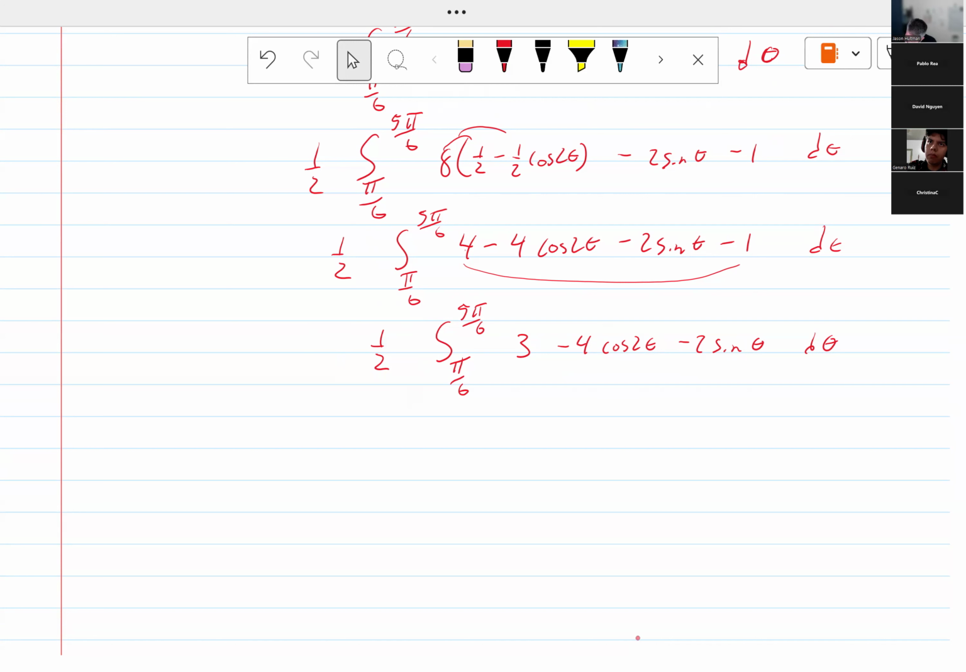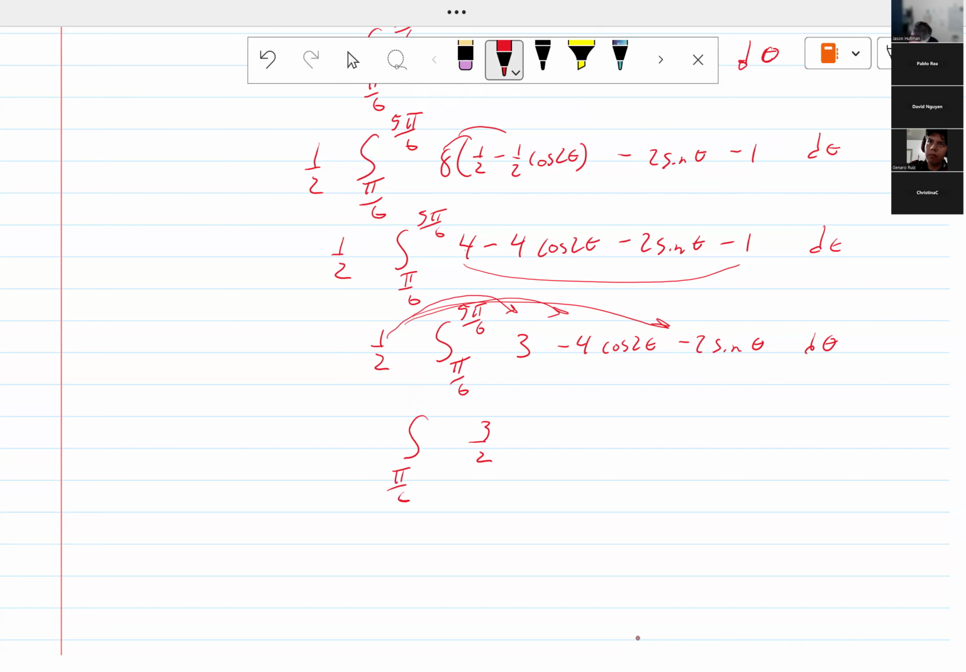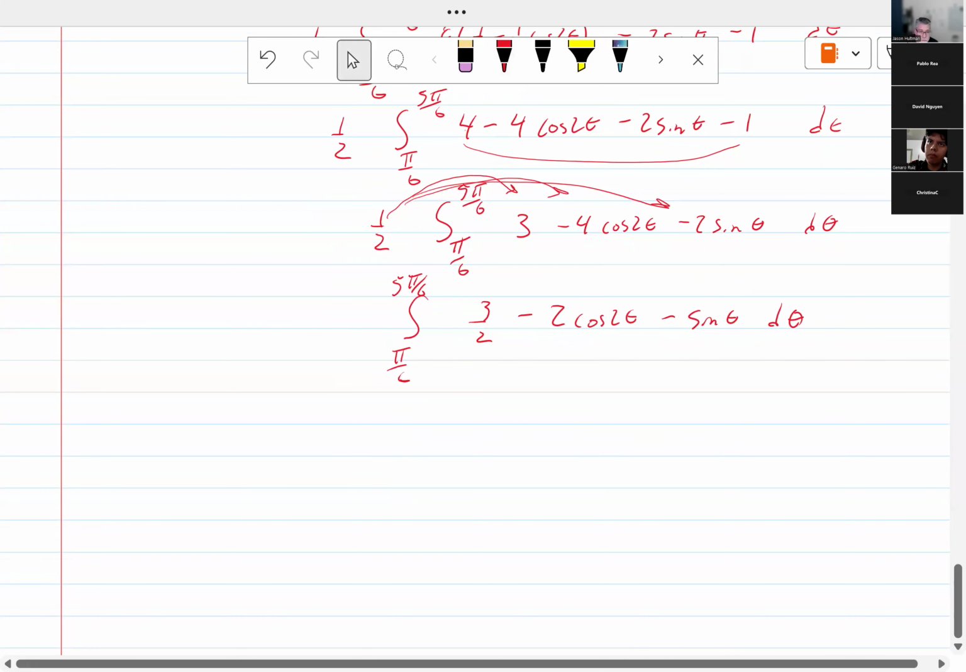Okay. So now I'm going to distribute the 1/2 back. So this becomes 3/2 integral from pi over 6 to 5 pi over 6 of (3/2 minus 2 cosine 2 theta minus sine theta) d theta. Okay, good times. Now since this has a 2 theta and this has a theta, I'm going to break this up into 3 separate integrals.